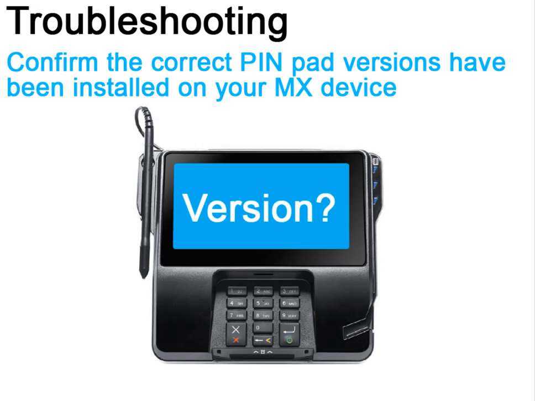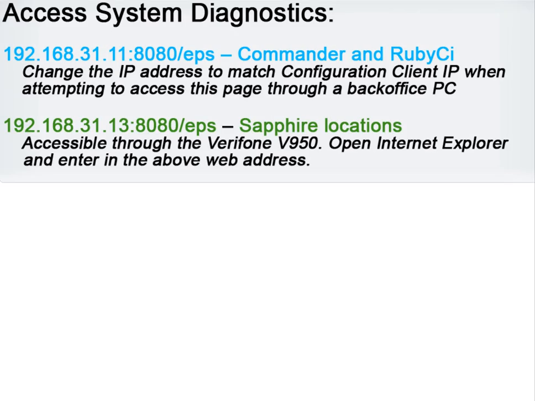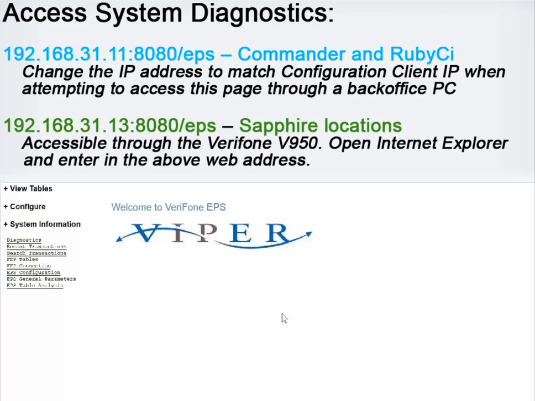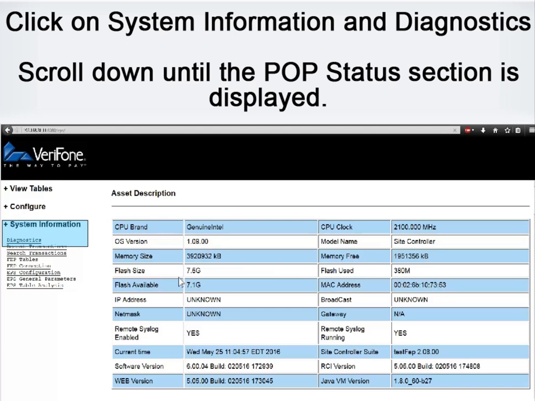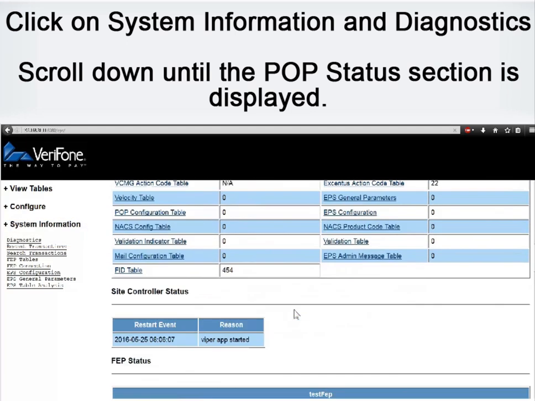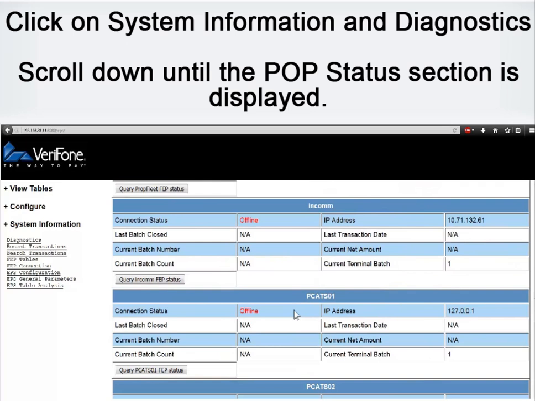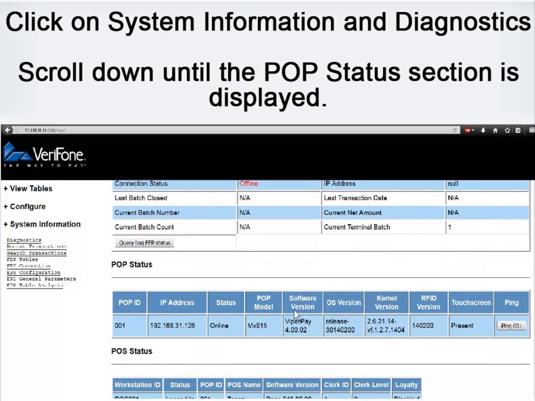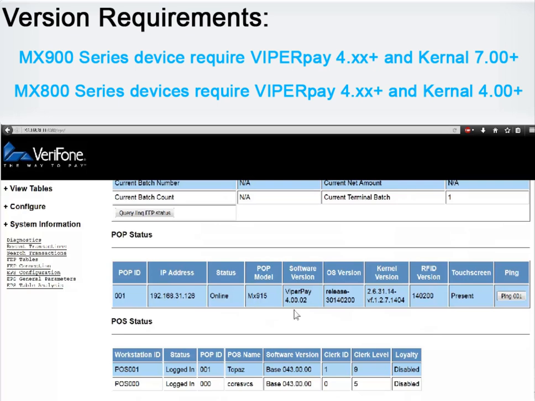Next, you will need to make sure that you have the correct software and kernel versions on your PIN pad. To check the software and kernel versions, log into System Diagnostics through a computer that has access to the site controller's configuration tools by using one of the following web addresses. Click System Information and then select Diagnostics. Scroll down to the POP status and confirm the software versions and kernel versions are one of the following. Also confirm the PIN pad has a status of Online.